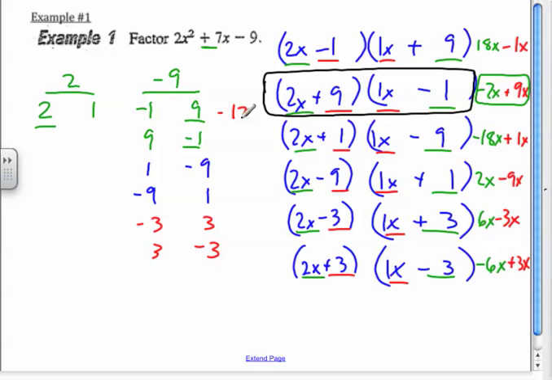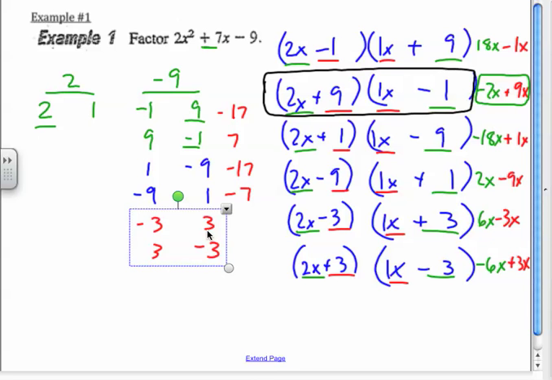And then I can do this. Negative 2 times negative 1 is negative 2, and positive 9, and that gives me positive 7. Okay? And I can keep going. 2 times negative 9 gives me negative 18, and 1 times 1 gives me 1, so that's negative 17. 2 times 1 gives me 2, and 1 times negative 9 gives me negative 7.